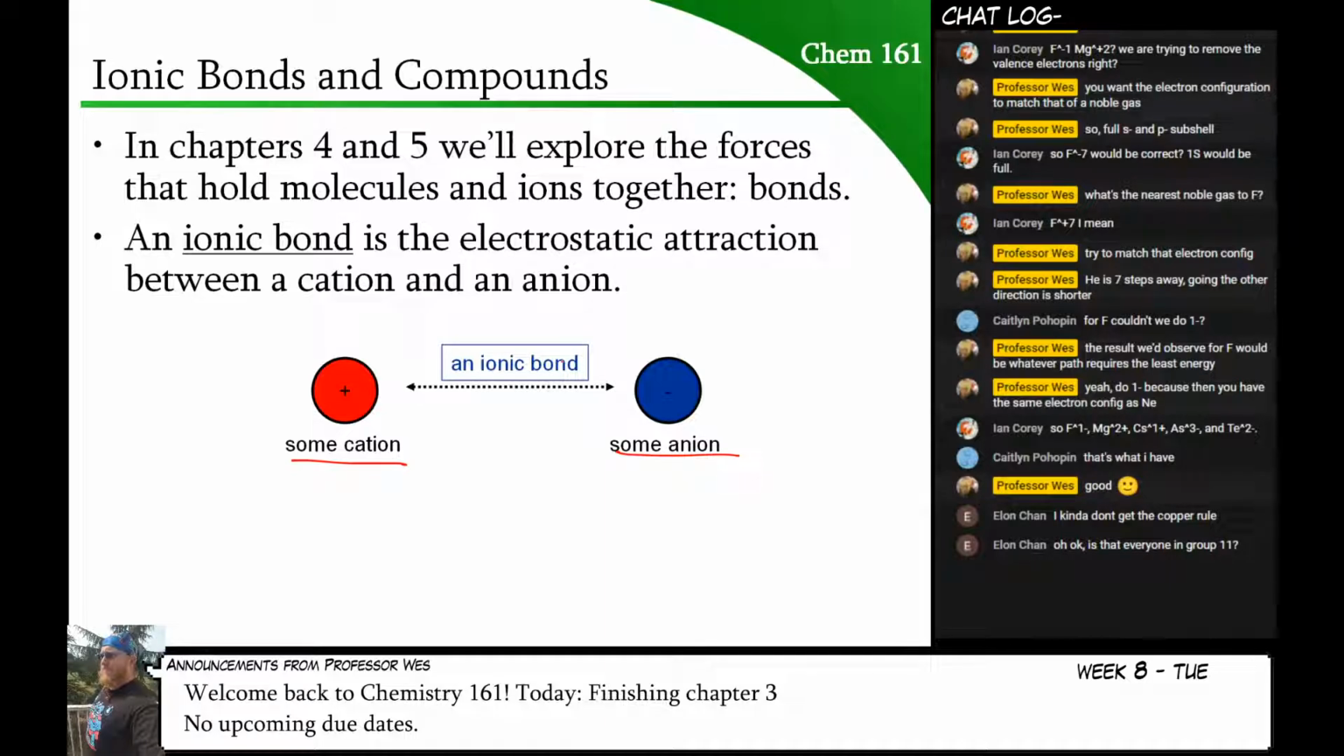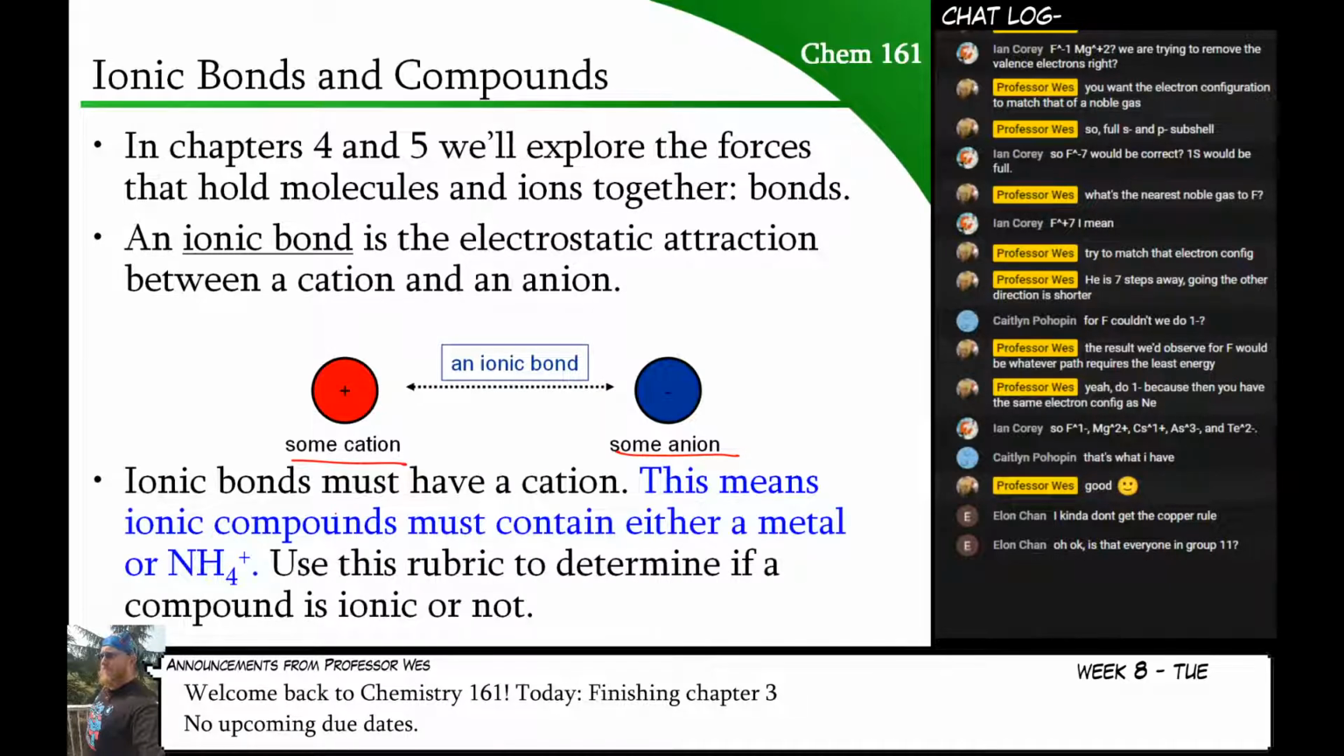We've studied how we create cations and anions extensively in Chapter 3. By looking at electron configurations, you can manipulate those configurations however you want to. In order to make an ionic bond, you have to have a positive charge so that you can attract it to the negative charge. What that means is that ionic compounds have to have either a metal that will get rid of its electrons, or it will have ammonium in it.